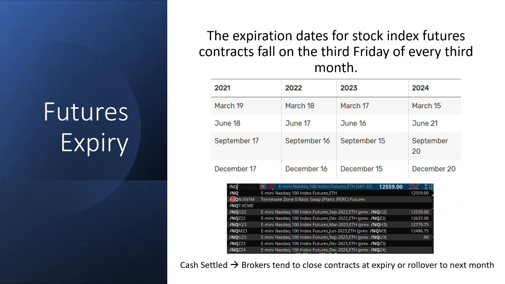So cash settled, brokers tend to close your contract at expiration. So if you have a swing position in September, they'll close it when it expires, or they roll it over to the next month, which is December.